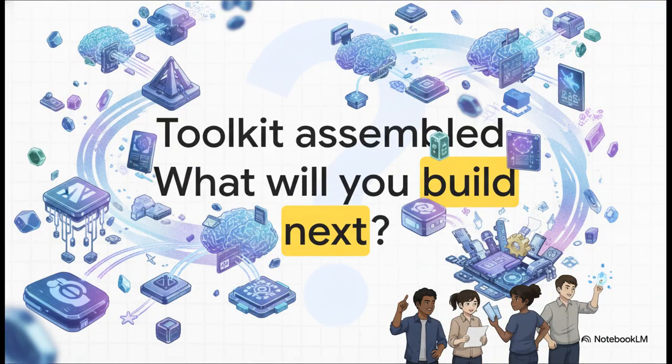So, from tokens to vector databases, from RAG to distilled small language models, you now understand the true architecture of modern AI. It isn't magic anymore. It is an engineering toolkit. So with this new tech stack fully assembled and ready to deploy, what are you going to build next?